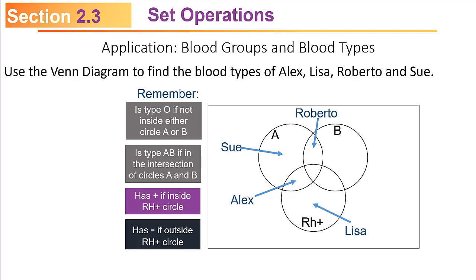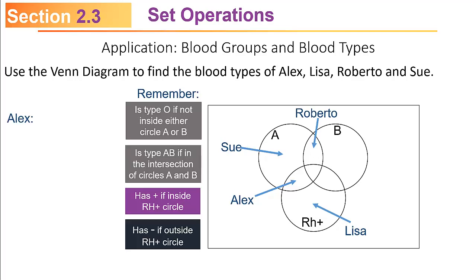Type O happens if you're not inside either A or B. Type AB happens if you're in the intersection of circles A and B. There's a plus if you're inside the RH plus circle. There's a minus if you're outside the RH plus circle. With that information, we should be able to classify all 4 of those people.